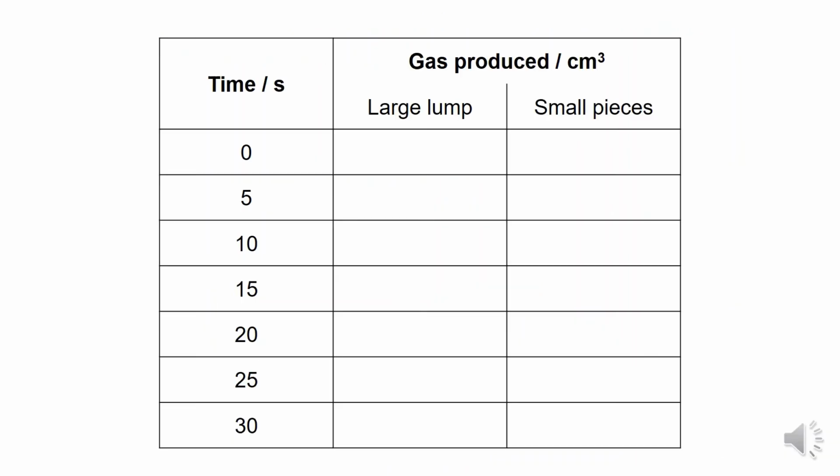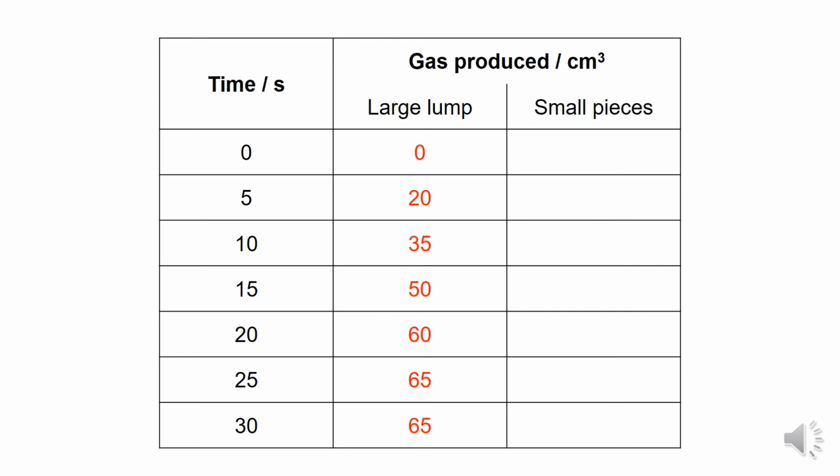So let's have a look at the results for the practical then. When you have been going through this, you should have got 0 at 0 time, 20 at 5 seconds, 35, 50, 60, 65 and 65. And you'll notice here that we've got 65 twice.